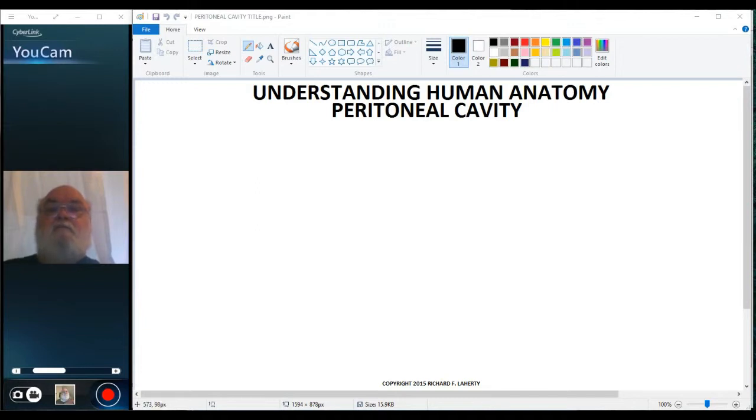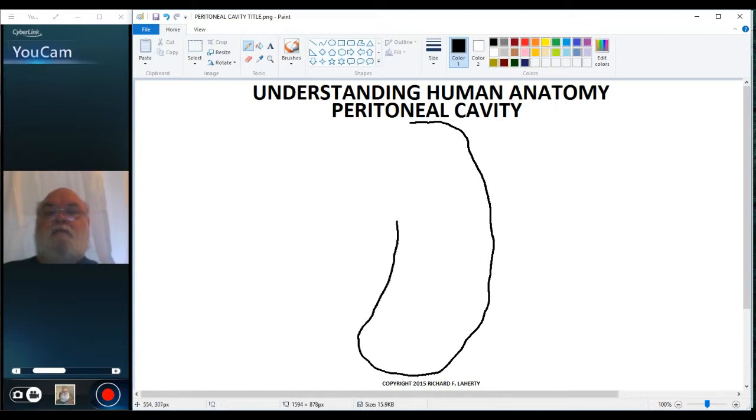I'm going to start by drawing a sagittal section through the embryo at about the end of the 6th week, beginning of the 7th week. So we'll start up here, and the top of our diagram will be the diaphragm. And we'll draw the dorsal body wall, then around to the ventral body wall, and back up to the diaphragm.